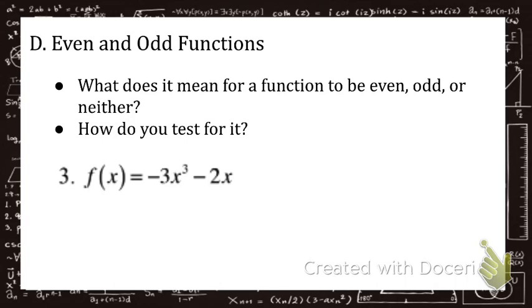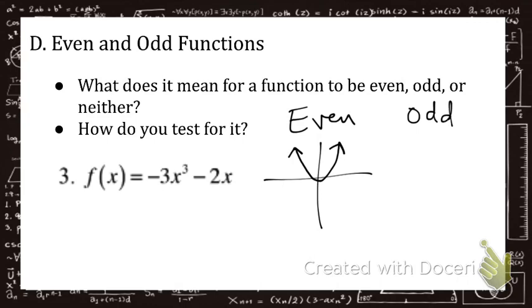Part D, even and odd functions. It just says, what does it mean for a function to be even, odd, or neither? I really want you to hone in on the fact that an even function is symmetric about the y-axis, kind of like a quadratic function. If you drew a quadratic function, it would have y-axis symmetry. An odd function is symmetric about the origin, like the cubic function. So it is reflective across the x-axis and the y-axis. And then neither would just be if it's not symmetric about either of those.